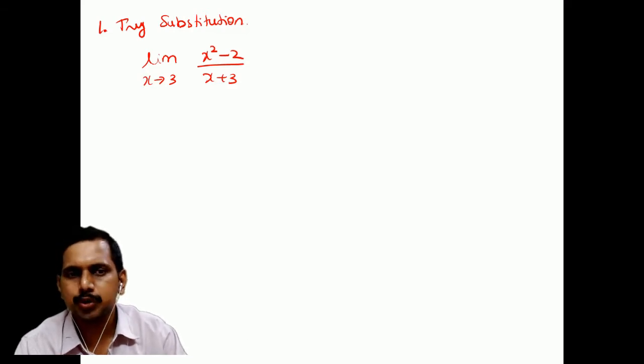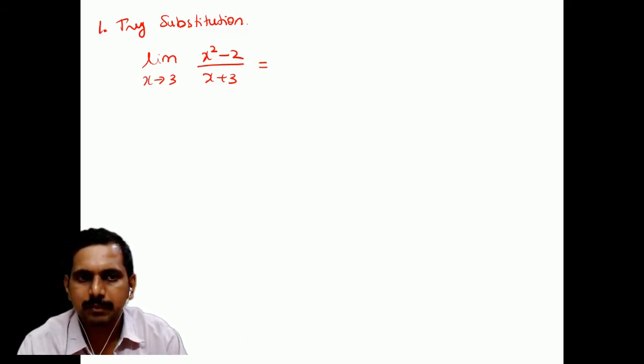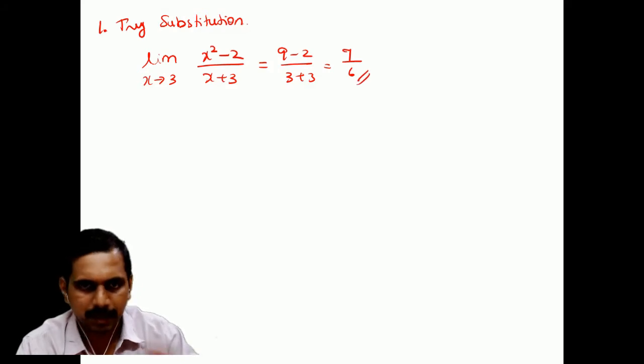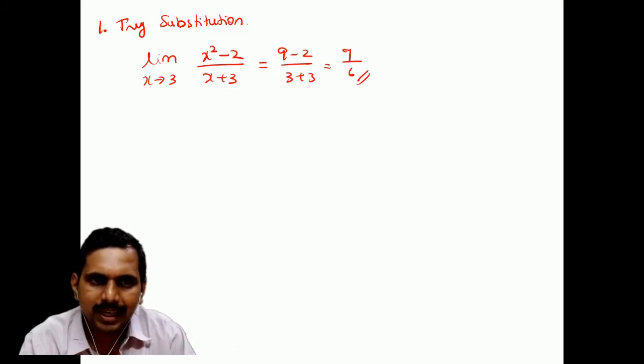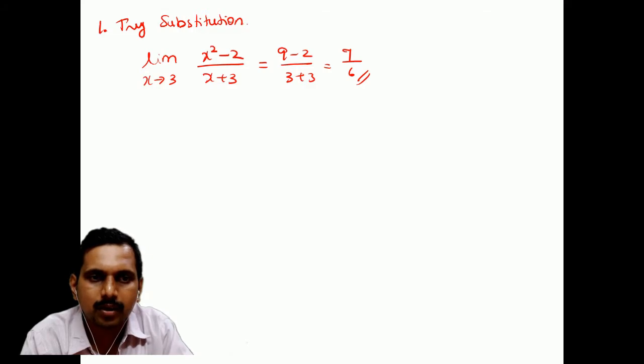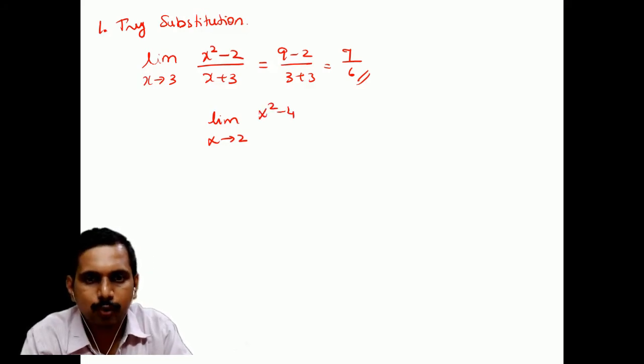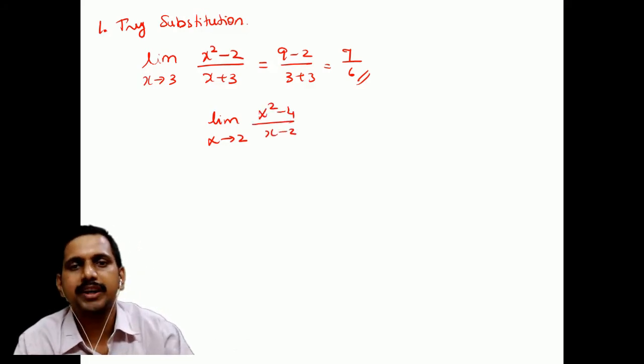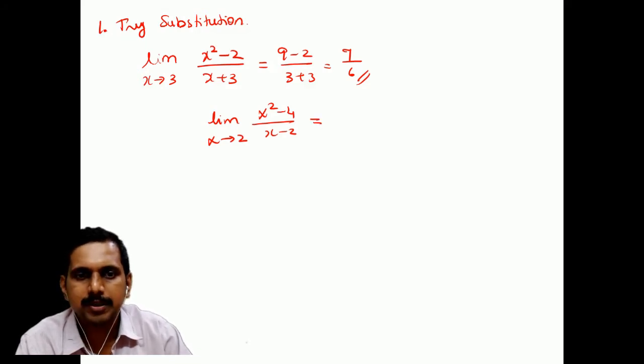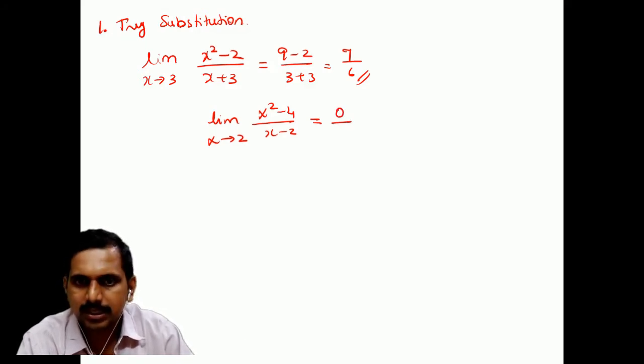During substitution, what is the answer I'm getting? 9 minus 2 divided by 3 plus 3, so it is 7 by 6. Simple, you got the answer. Now there are cases where substitution does not give the answer. For example, limit x tending to 2 of x square minus 4 divided by x minus 2. When you substitute, x square minus 4 comes as 0, and the denominator also comes as 0.